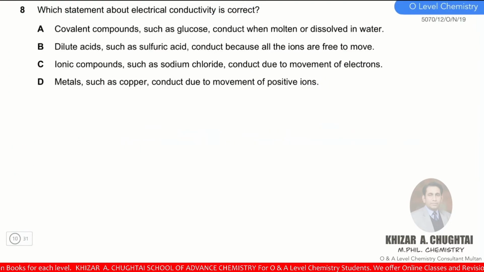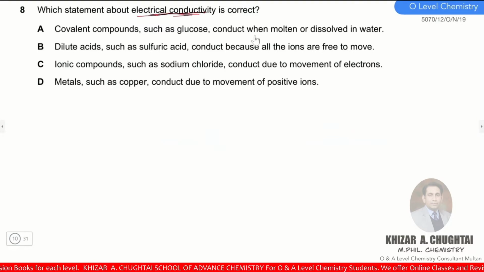Which statement about electrical conductivity is correct? Basically, electrical conductivity is because of the free electrons in metallic elements, you can say, and sometimes in covalent elements and non-metallic elements. And it may be because of the free ions if the compound is an ionic one. So let's see which option is the correct option.